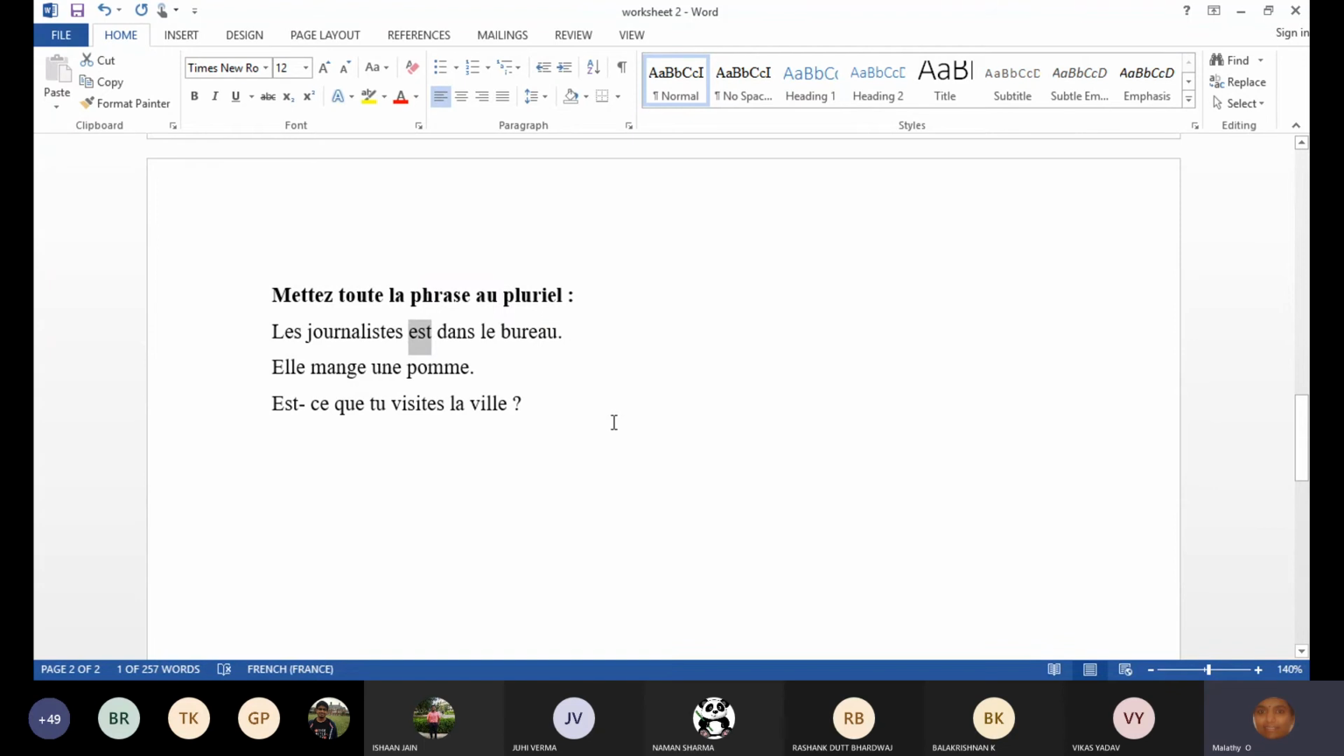EST is this form. The R form is again the verb actor involved. So, the journalists are in the office. Wherever possible, you have to make it plural. Prepositions can't be made plural. Yes, the journalists are in the office. If you want, you can make it plural, offices. I think we'll stop with this. So, les journalistes sont dans le bureau.